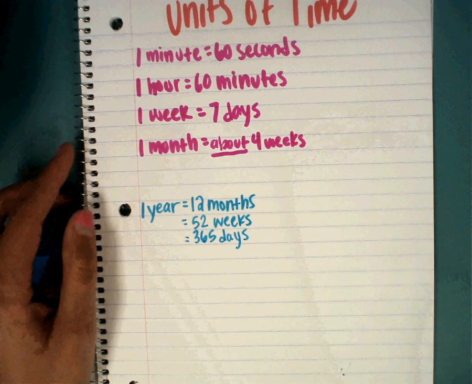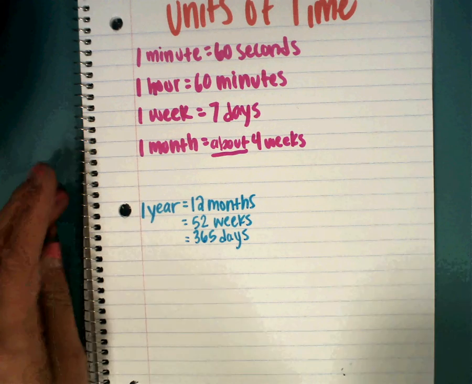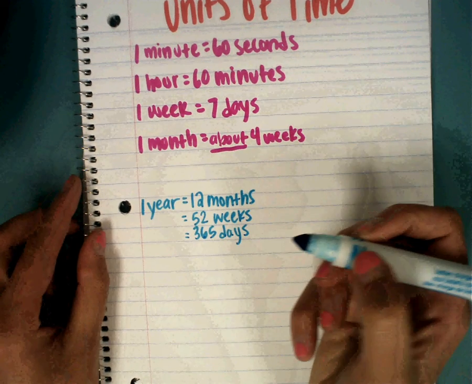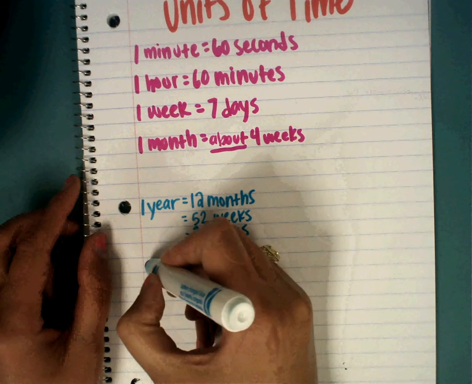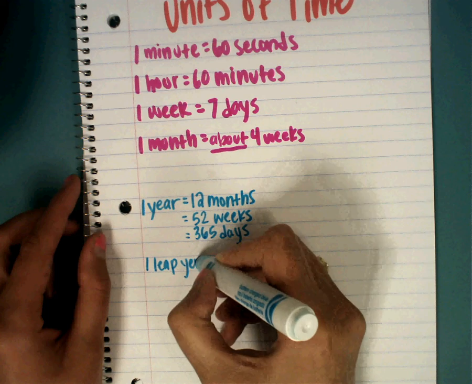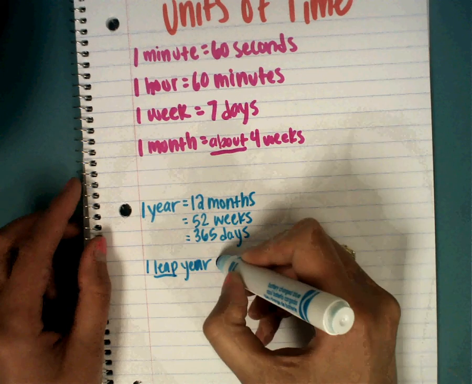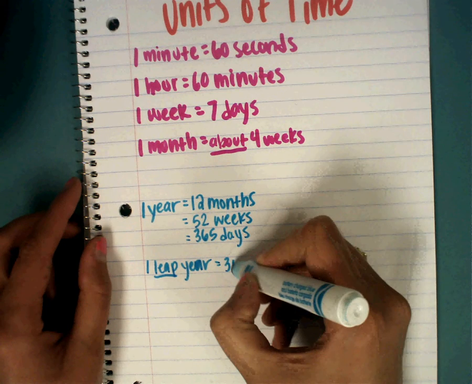And then there's something special called a leap year, okay? And we had a leap year this year, actually. So every 4 years, we have a leap year. So 1 leap year is different than a regular year because it has 366 days.